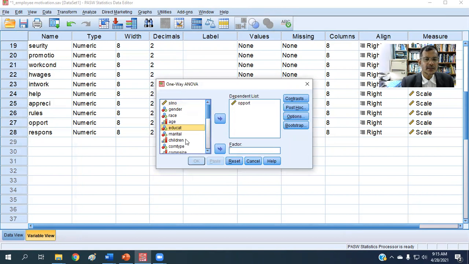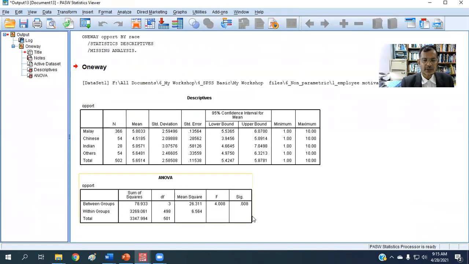Now I will take another variable which is race. There are 4 levels: Malay, Chinese, Indians, and others. So let us see. Now this test shows that the various races differ on the motivating factor, opportunity to grow. But since the variable does not follow normal distribution, it is not permitted to use one-way analysis of variance. So in this case, we need to perform the Kruskal Wallis test.